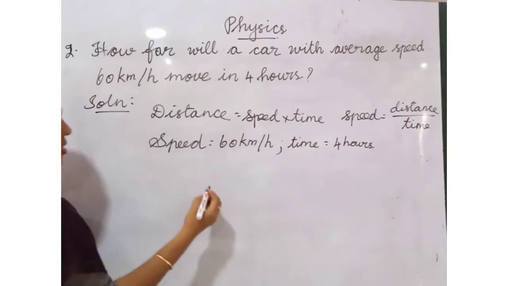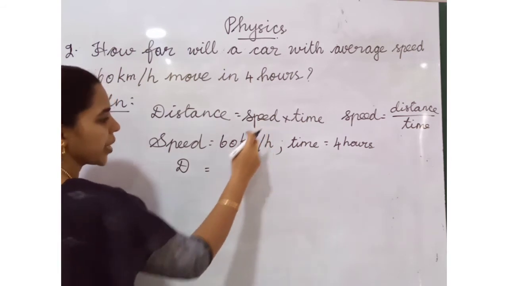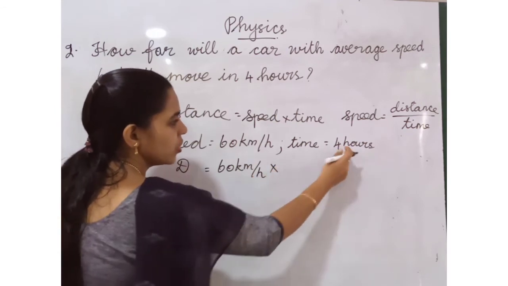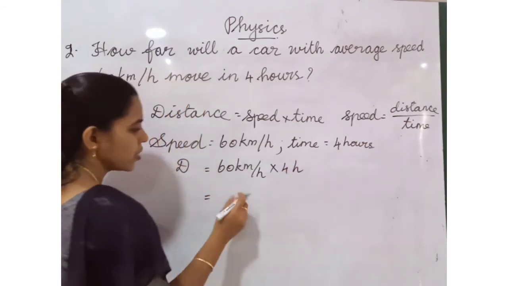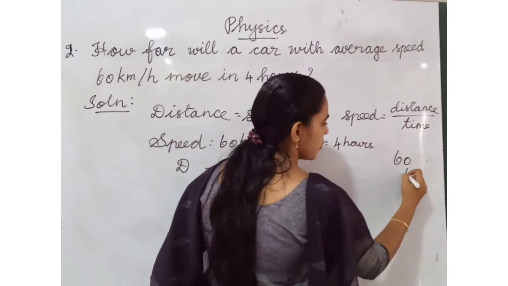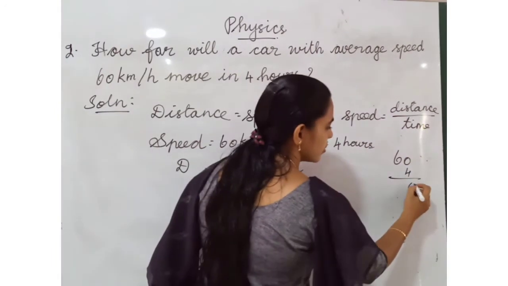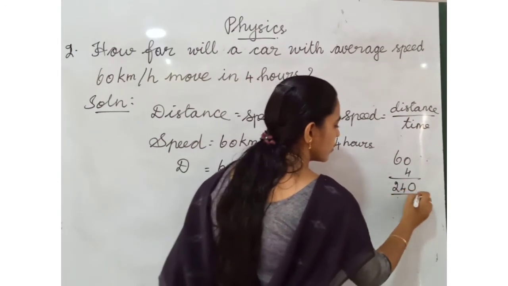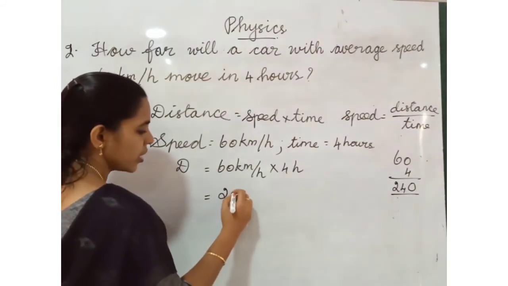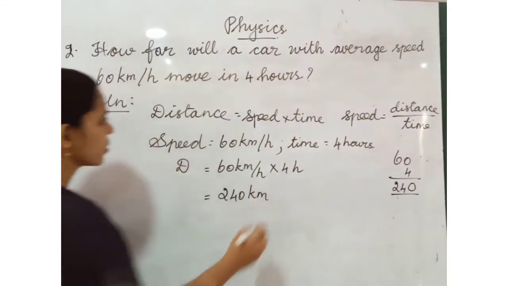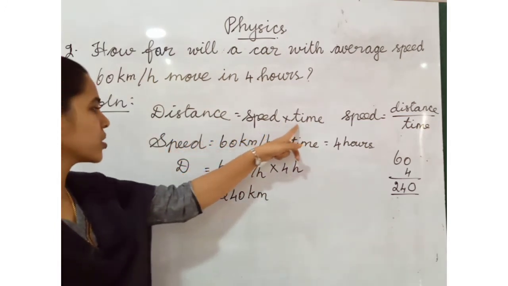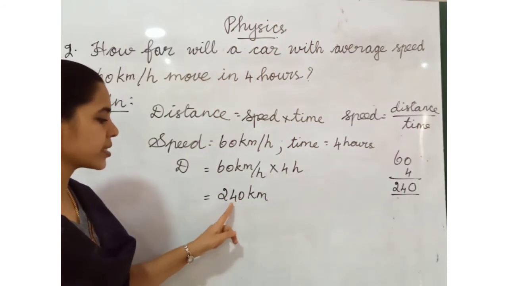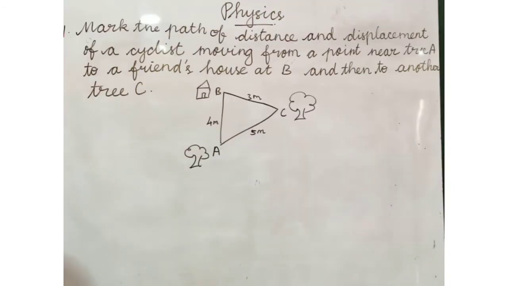So we have to find the distance now. Distance is equal to speed into time. So 60 km per hour into 4 hours. We have to multiply these numbers. 60 into 4. 4 sixes are 24. So what is the answer now? 240 kilometers. Distance is equal to speed into time, so 60 into 4. Answer is 240 kilometer.